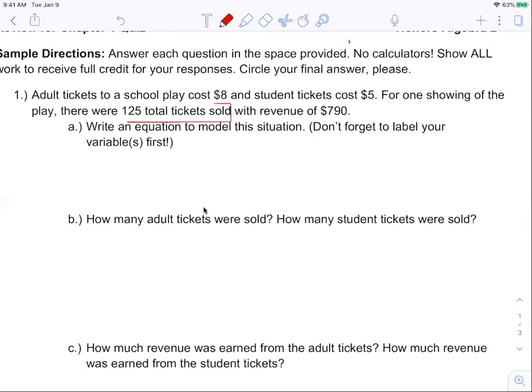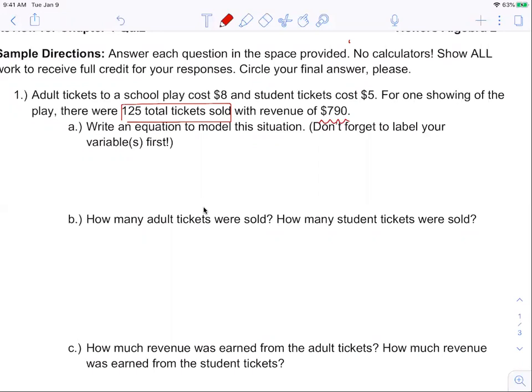This piece of information is really important. That's the total amount of tickets that were sold for one showing. The revenue from that was $790. That's what they brought in. So from selling the tickets, they sold $790 worth of tickets. Letter A says write an equation to model this situation. Don't forget to label your variable or variables first.